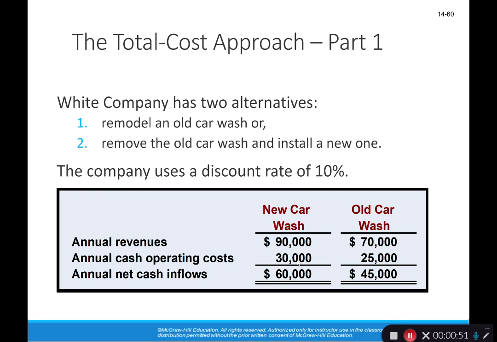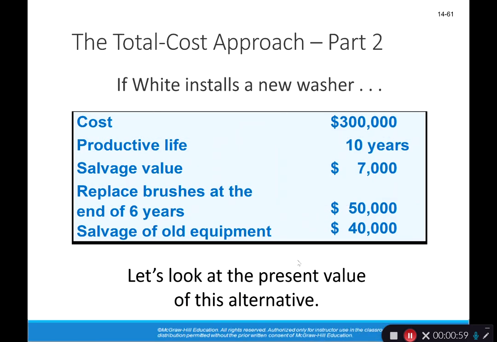And then the annual revenues and operating costs for the new and old car wash are given. So we have a net of 60 for the new and 45 for the old. And then if we install the new washer, it costs $300,000, has a productive life of 10 years, a salvage value of 7. We have to replace the brushes for a cost of $50,000 at the end of 6 years. And we get the benefit of selling the old equipment, which will give us $40,000 at the time we replace the old equipment with the new equipment.